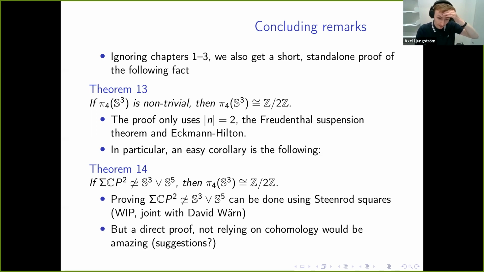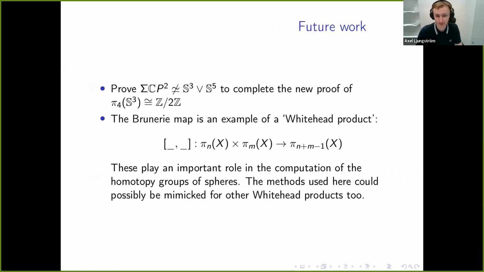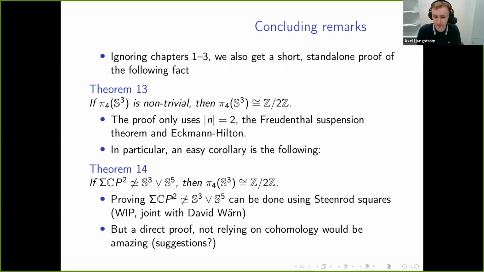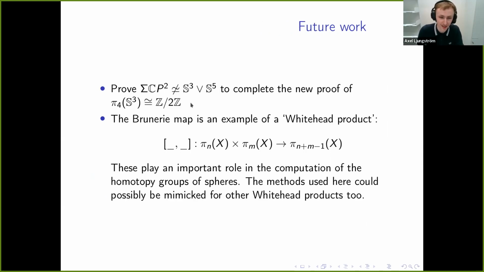But of course, I would really like to see a direct proof of this too that doesn't use Steenrod squares, because then you would get a proof of pi 4 of S3 equals Z mod 2 completely without cohomology, which would be super cool. So if anyone has a very good idea for how to prove this directly, then I would be very interested. Right, so future work: show this in a nice way. I would actually say that we already have the tools we need to prove this using Steenrod squares, but I would like to do it without. That would be much cooler.